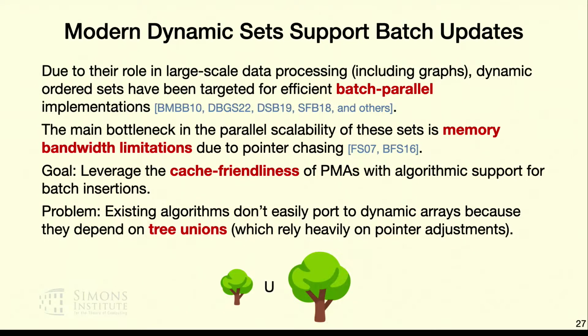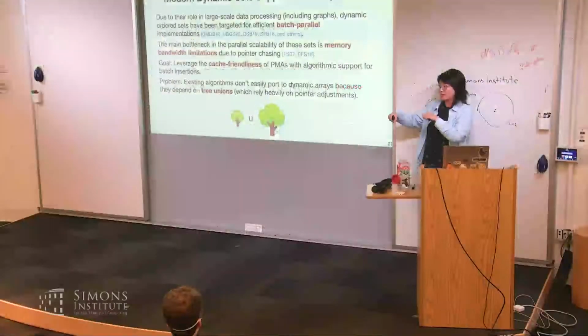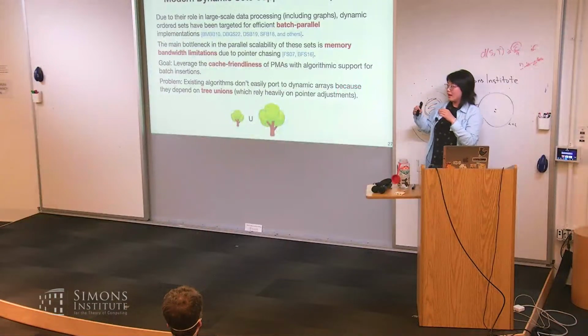I think I'm confused. What was the difference between batch parallel and the concurrent? Yeah. So the question is, what is the difference between batch parallel and concurrent? In concurrent, all the updates happen in parallel to each other, but every update is an atomic operation, every single insertion. Whereas in batch parallel, the group update is one atomic operation.